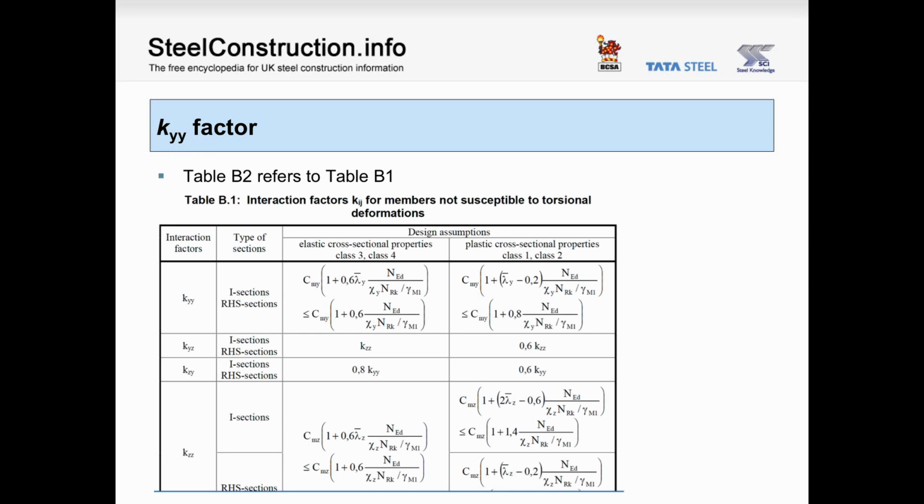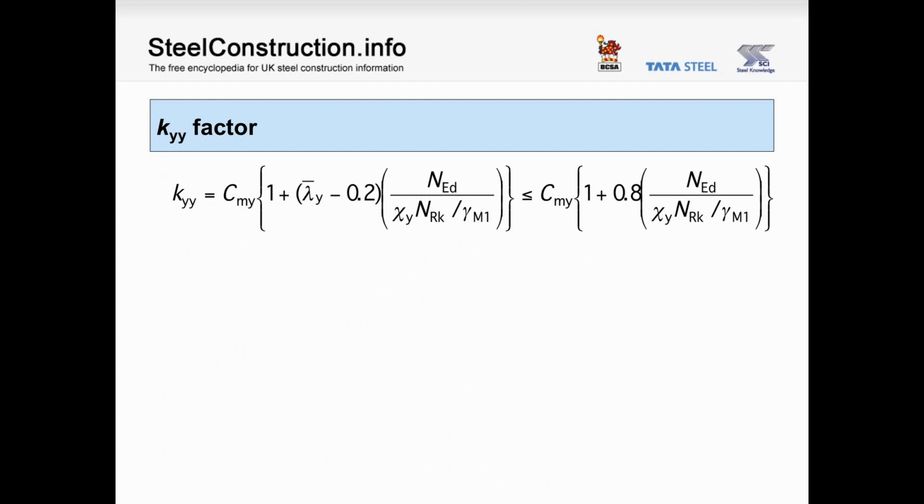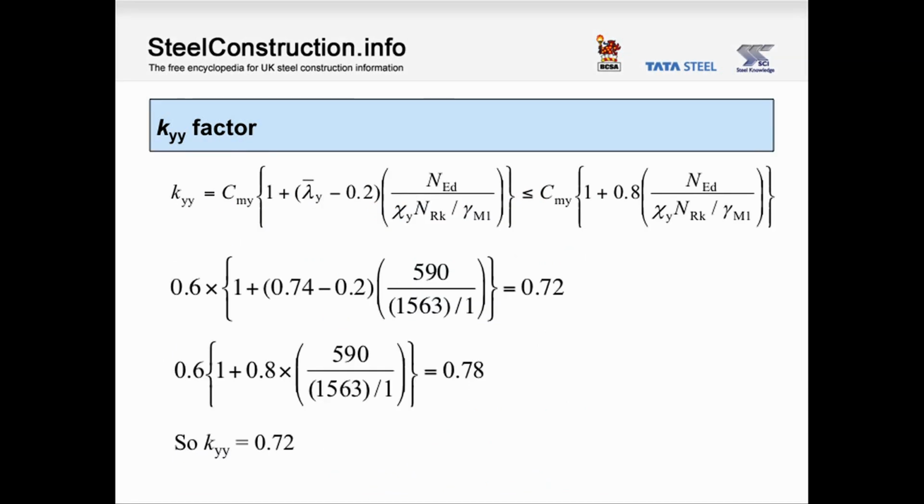So here are the interaction factors. We are over on the right hand side for the first of these factors, KYY, because we have a class 1 or a class 2 section. All we need to do is substitute carefully everything we know into these expressions. In this particular instance, we are to take the lowest of the two values that we calculate. So KYY is 0.72. That's the mathematical approach.